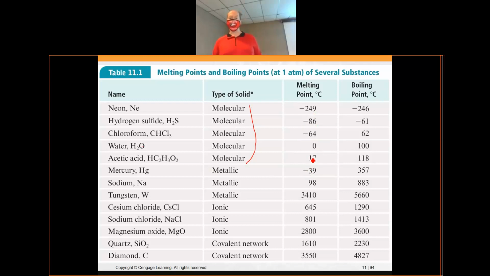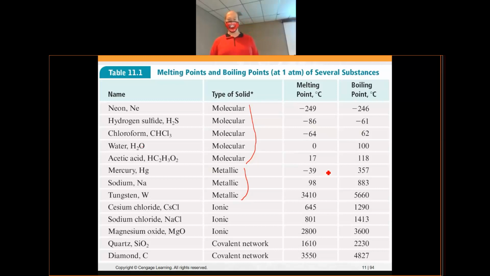All right, so these are very low numbers for melting points. Boiling points also relatively low boiling points. This has low melting and boiling points. All right, so now we go to our metallic solids, and the mercury, sodium, tungsten, just metals off the periodic table. Now, mercury, remember, is a liquid at room temperature, and so it doesn't freeze until you cool it down to minus 39 degrees Celsius.